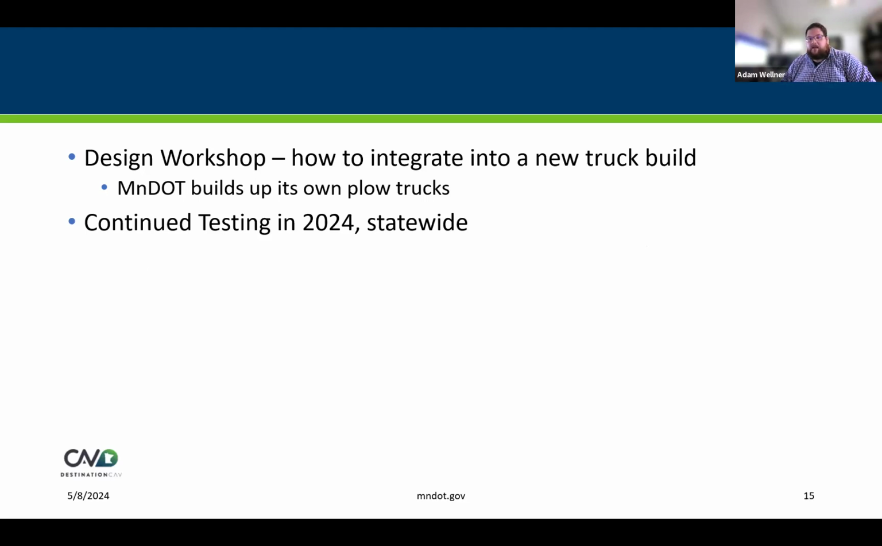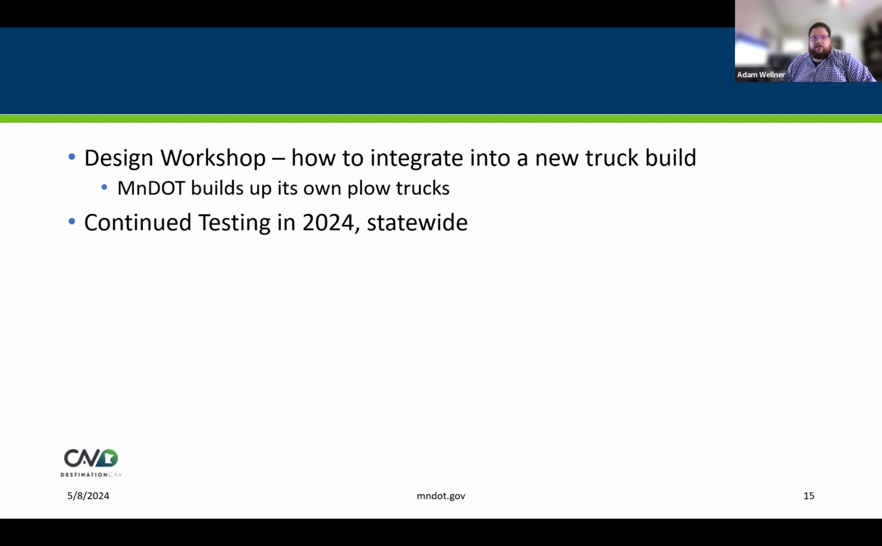We're not ready for widespread deployment yet, but we're trying to learn the things so we can get towards that point. Additionally, one other thing MnDOT intends to do this year in the fall is hold a design workshop, kind of changing the approach to how we would do this kind of work in the future. The system we have right now is very bolted onto the existing truck. It's very apparent if you see it that it is very bolted onto the truck.